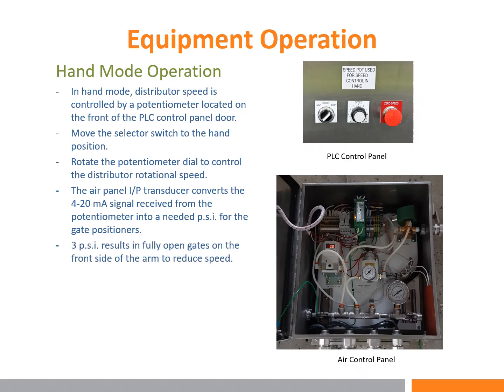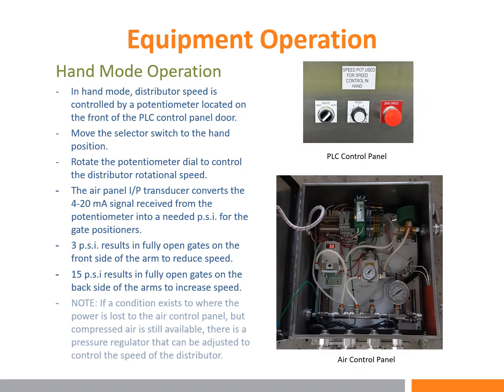3 PSI results in fully open gates on the front side of the arm to reduce speed. 15 PSI results in fully open gates on the back side of the arms to increase speed. Note, if there is a condition that exists where power is lost to the air control panel, but compressed air is still available, there is a pressure regulator that can be adjusted to control the speed of the distributor.